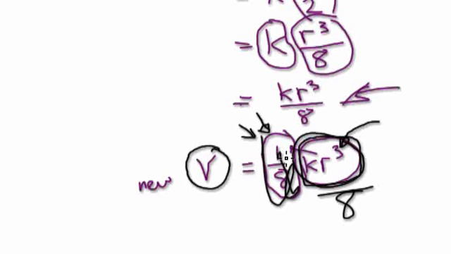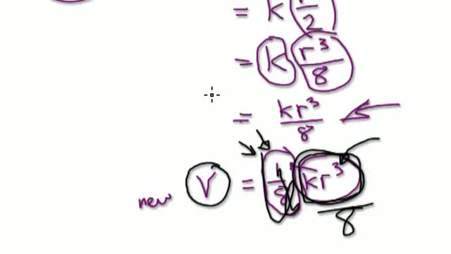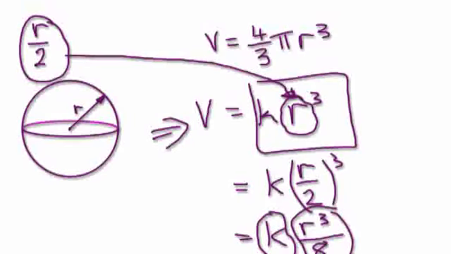What it's trying to say is that the amount of chocolate you would need will be 8 times less than the normal amount. So when you double the radius, you will need 8 times more chocolate. When you halve the radius, you will need 8 times less chocolate.